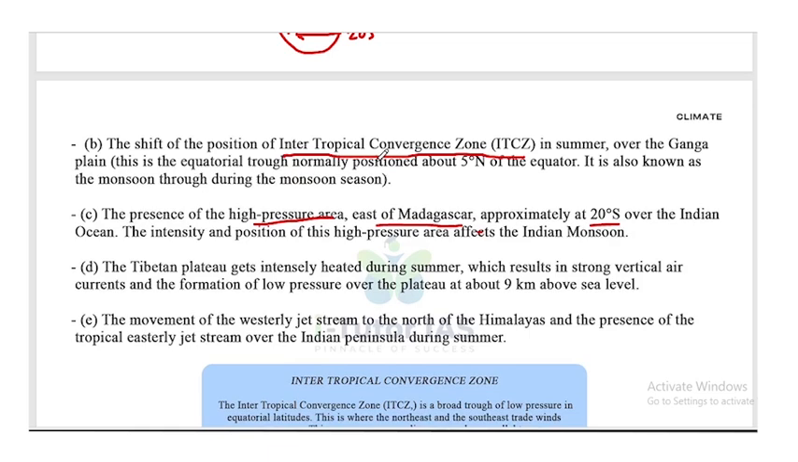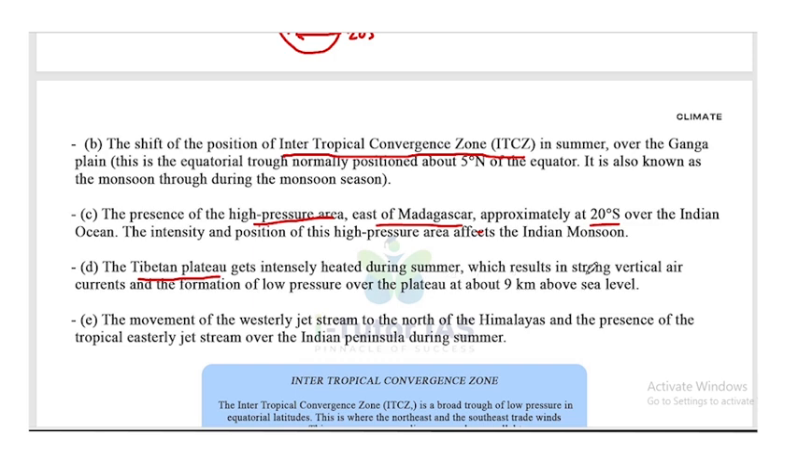Now, the intensity and the position of this high pressure area affect the Indian monsoon. Next one is, the Tibetan plateau gets intensely heated during the summer.